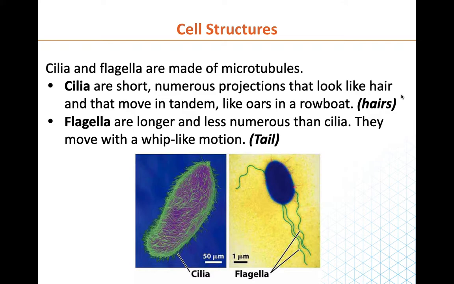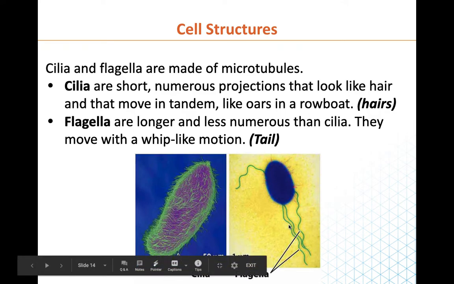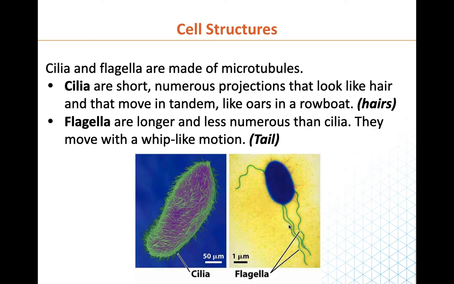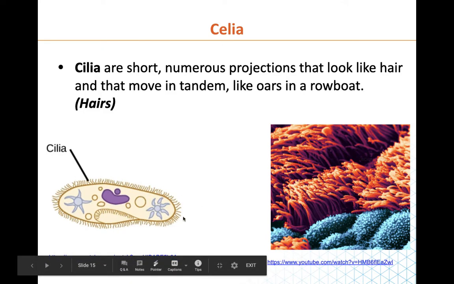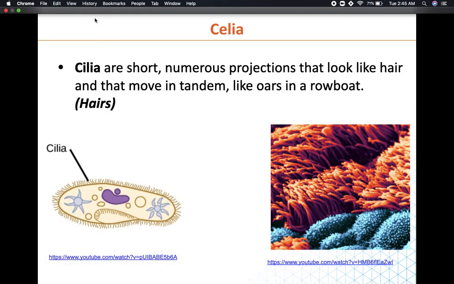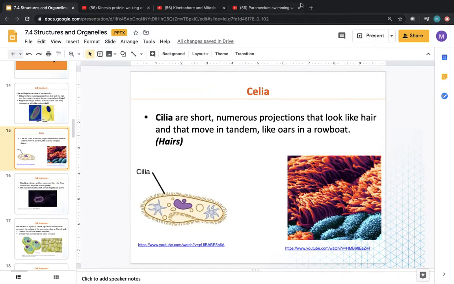So basically, these are hairs and these are tails, and you're going to have less of them, and they move in a whip-like motion, meaning that they give a quick burst and then they move forward, and they keep spinning and spinning and spinning to allow the cell to move forward. So these are cilia, and you can find them on the outsides of cells, and you can also find them inside of our own body. So let's go ahead and look at some examples of cilia.